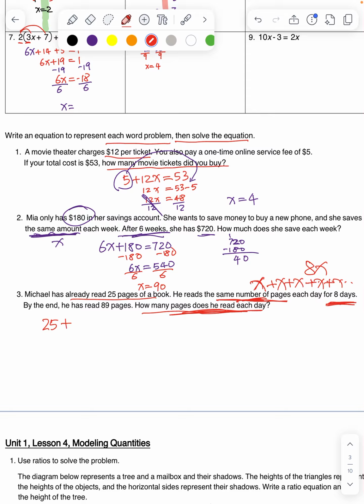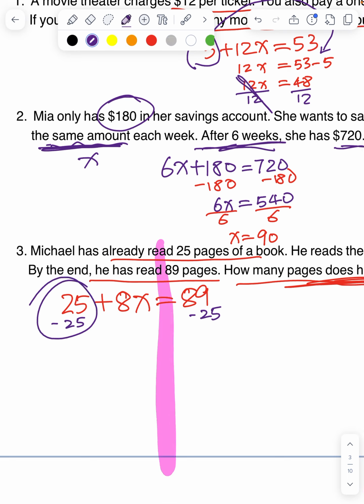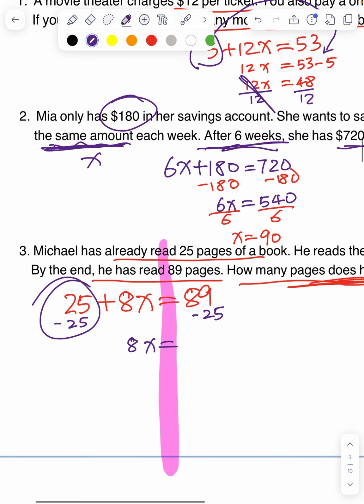25 plus 8x equal to, by the end he has read 89 pages. Okay, we need to solve for x. I'm going to get rid of the 25. Remember, you have to subtract on both sides of the equation. So this part is gone, becomes 0. So 8x equal to 89 minus 25. That's 64.